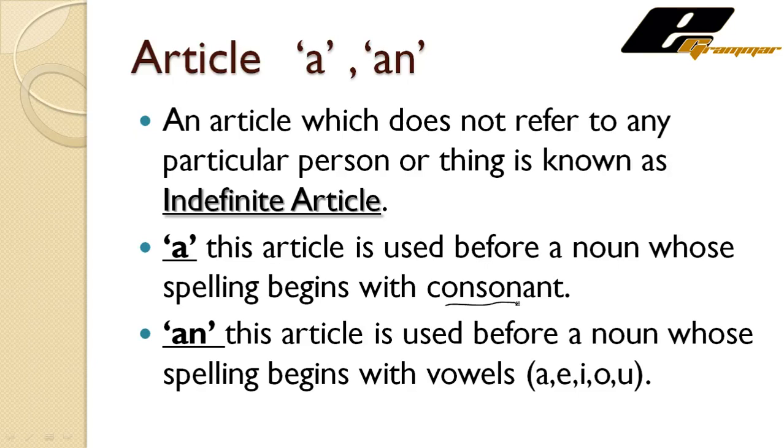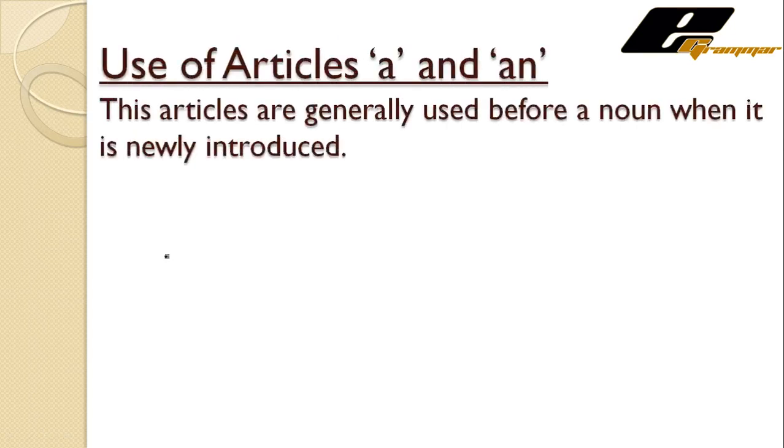Now do you understand what consonant means? If the spelling begins with A, E, I, O, U, they are vowels. Before them we use article an. If the spelling does not begin with these vowels, it is known as a consonant, and before them we are going to use article a. I hope you have understood this. Now let's see its uses.